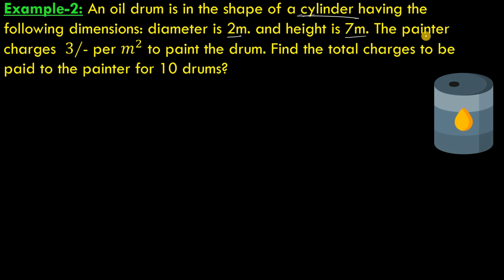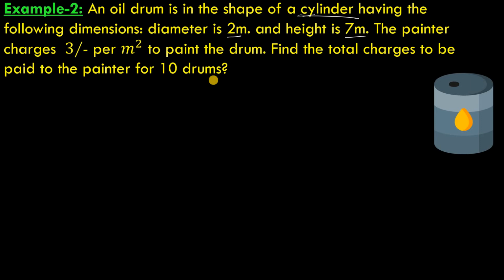and height is 7 meters. The painter charges 3 rupees per meter square. To paint the drum, find the total charges to be paid to the painter for 10 drums. There is an oil drum in the shape of a cylinder and they have given dimensions. The painter wants to paint the drum. He charges per meter square. He'll take 3 rupees and we should find the total charge to be paid to the painter for 10 drums.